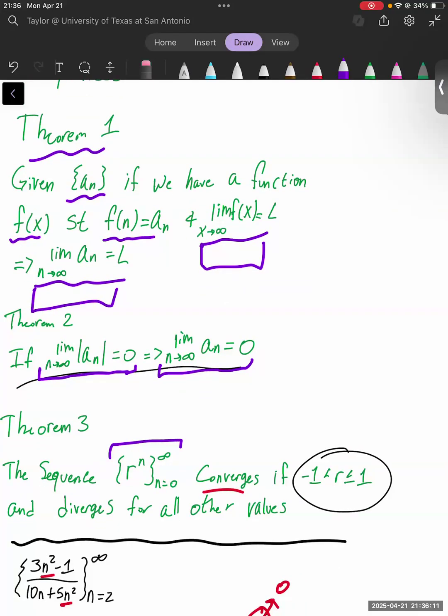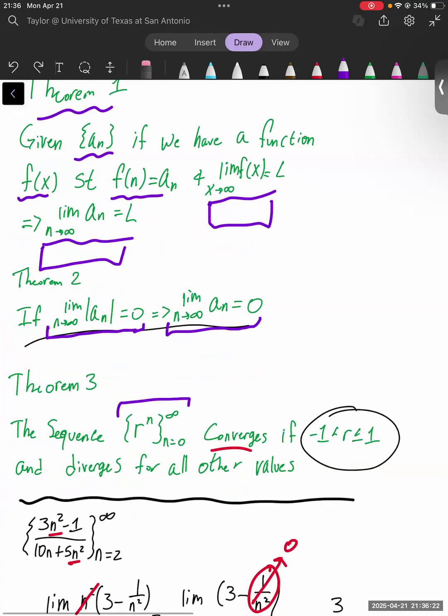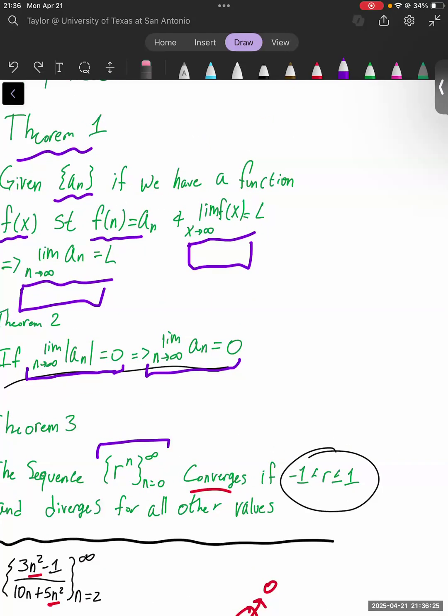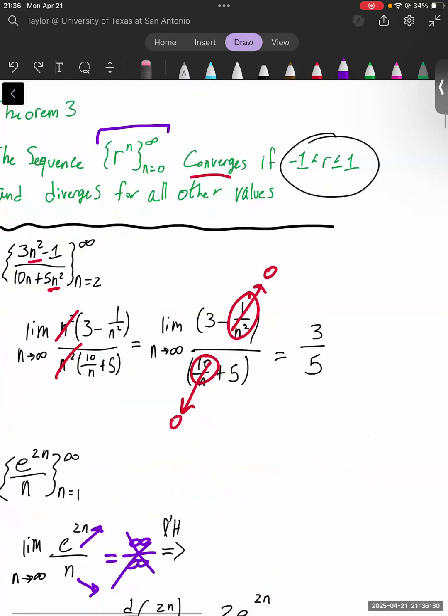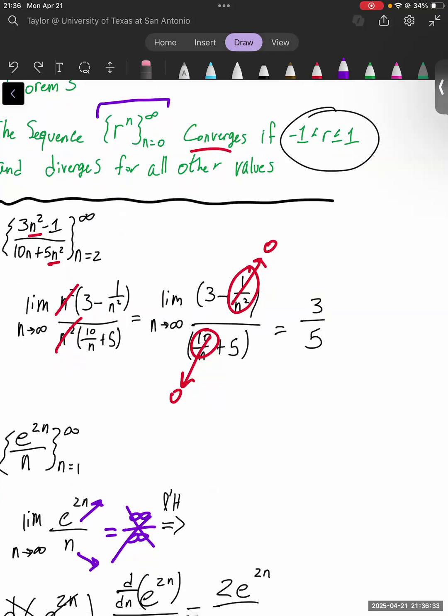Go ahead and give everybody this one right here. I'll go ahead and give everybody a second to write that down. Okay, so the sequence that we have here is 3n squared minus 1 over 10n plus 5n squared. So this is pretty straightforward. What I'm going to do is convert this into limit form. The limit as n approaches infinity of 3n squared minus 1 over 10n plus 5n squared.